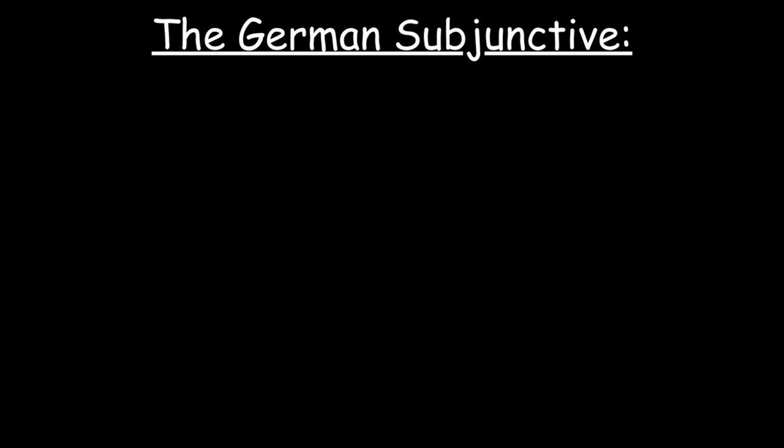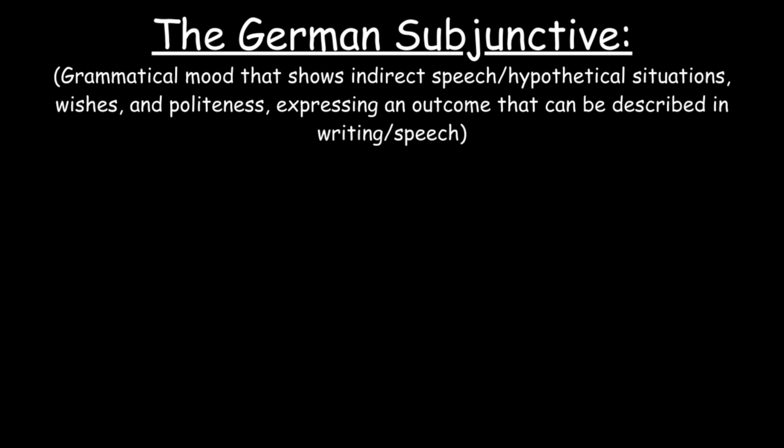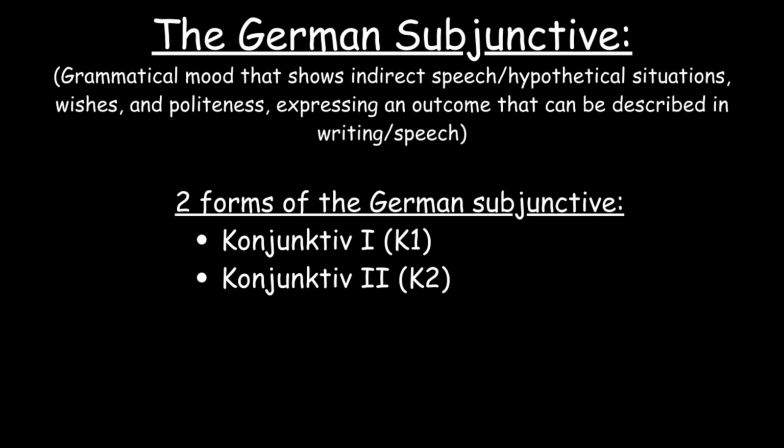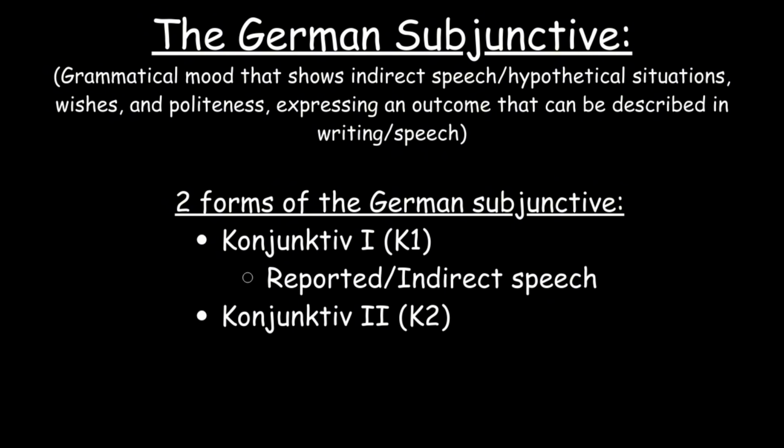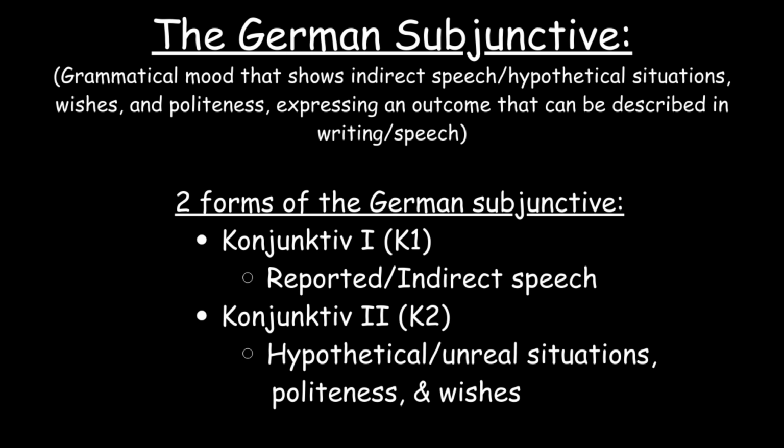The German subjunctive is a grammatical mood that shows indirect speech and hypothetical situations, wishes, and politeness. It's the mood that expresses an outcome that can be described in writing or speech. And in German, there are two forms of the subjunctive: Konjunktiv 1, K1, and Konjunktiv 2, K2. K1 is mainly used for reported speech or indirect speech, while K2 is used for hypothetical or unreal situations, politeness, and wishes. And in this video, I'll explain both.